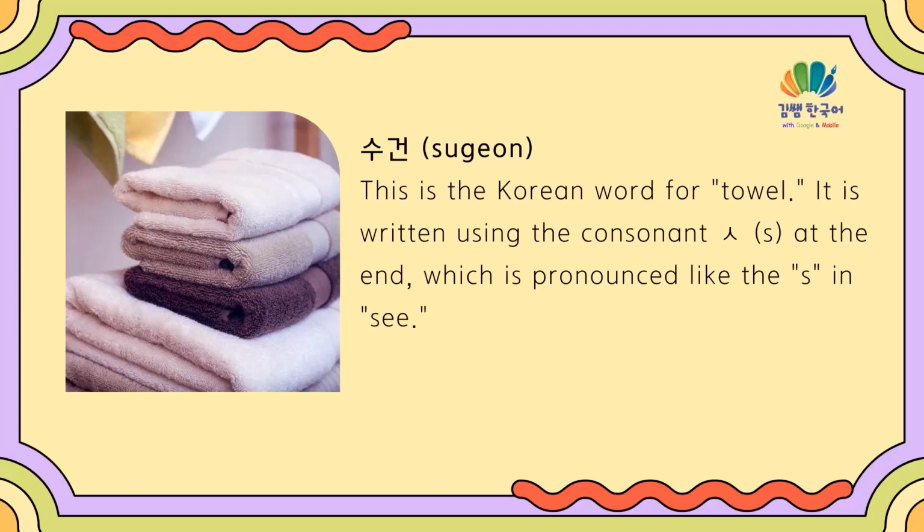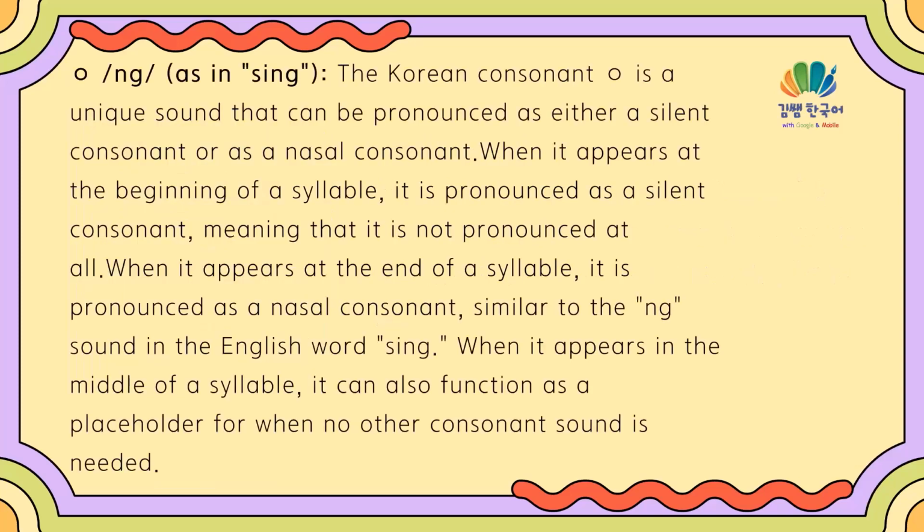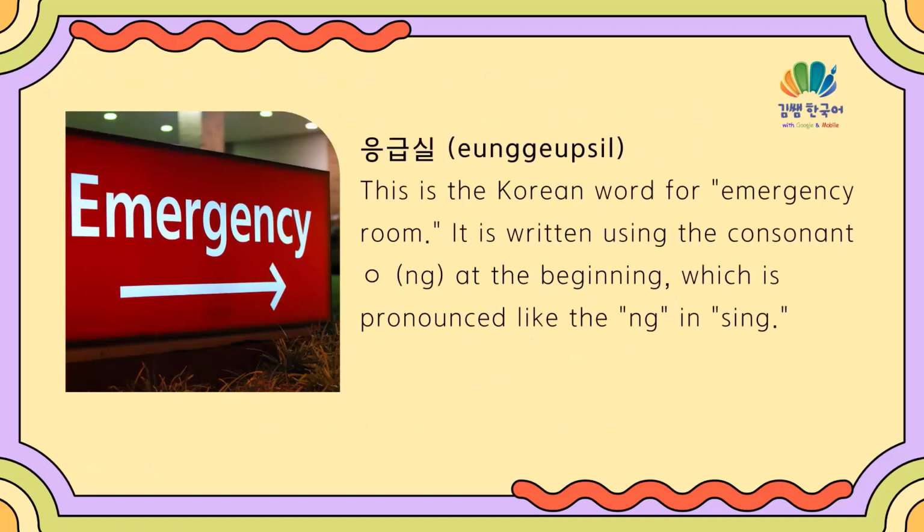The Korean consonant 이응 is a unique sound that can be pronounced as either a silent consonant or as a nasal consonant. When it appears at the beginning of a syllable, it is pronounced as a silent consonant, meaning that it is not pronounced at all. When it appears at the end of a syllable, it is pronounced as a nasal consonant, similar to the ng sound in the English word sing. It can also function as a placeholder when no other consonant sound is needed.